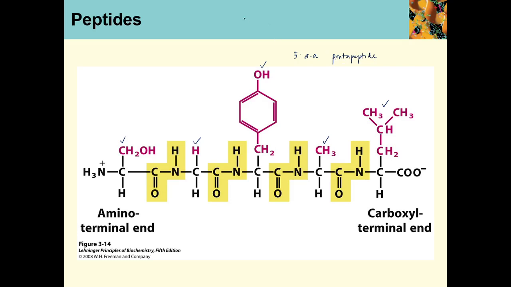If you have two amino acids, you call that di. If you have 3, that's tri. If you have 4 amino acids linked together, that's tetra. Then we have 5, which is penta, then hexa, hepta, octa, nona, deca, and so on.